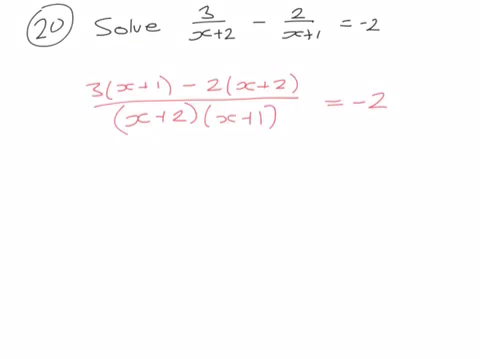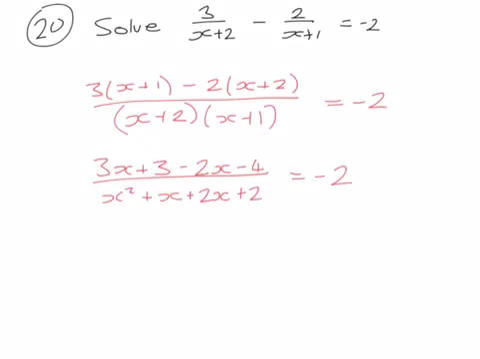If we expand out the brackets in the top line and then use FOIL on the bottom line, we can go from there. So we have 3x plus 3, then minus 2x minus 4, all over x squared plus x plus 2x plus 2, and that's still equal to minus 2. If we then collect the like terms in the top line, we're going to have x minus 1. Then on the bottom line, we'll have x squared plus 3x plus 2, and that's still equal to minus 2.